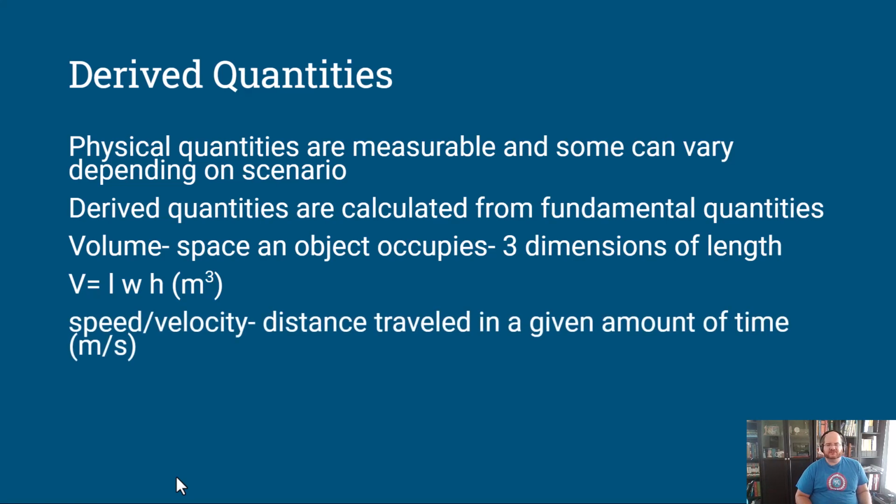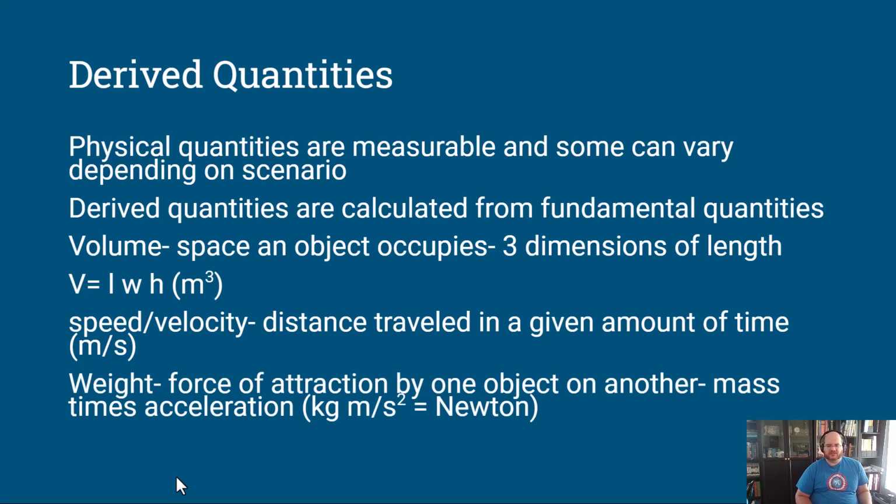Speed and velocity: distance traveled in a given amount of time. You have a speed unit of meters per second. Distance, meters, divided by the time, seconds. So these are quantities that are derived through calculations. And another one, weight, the force of attraction between one object on another, is mass times acceleration of gravity. So kilogram times meter per second squared, so kilogram for mass, meters per second squared, the unit for acceleration, is what we call a Newton, which we'll use as the unit for weight.